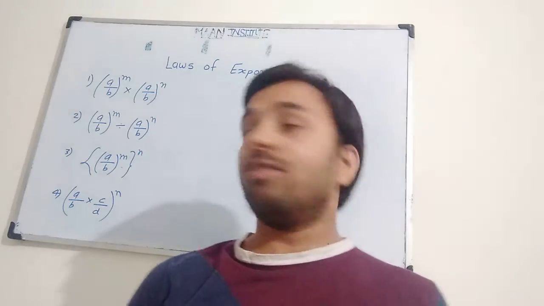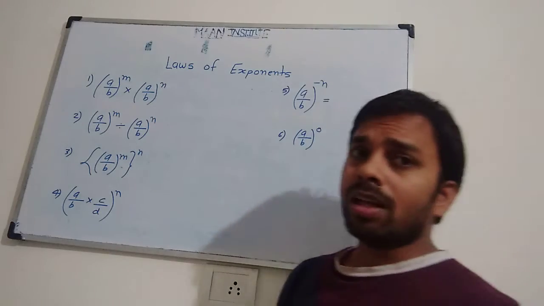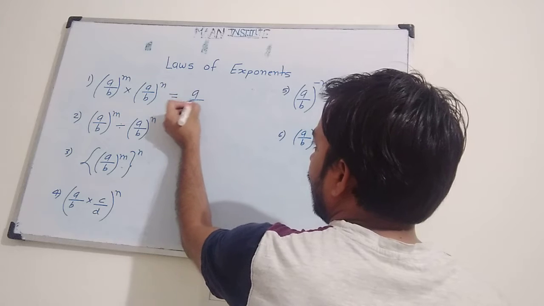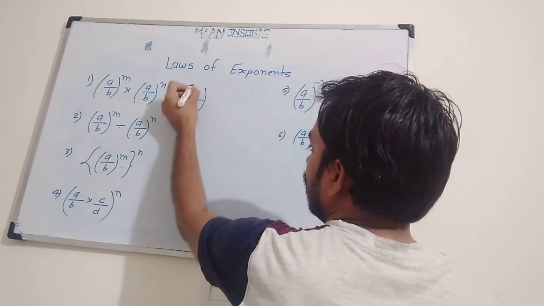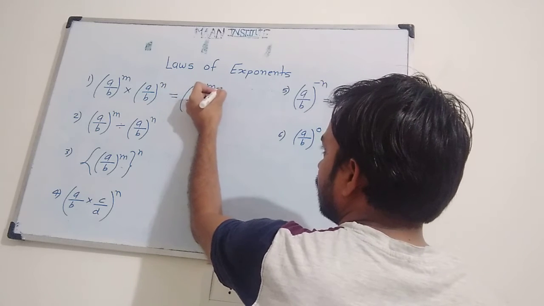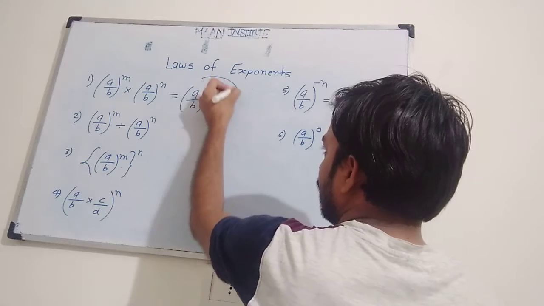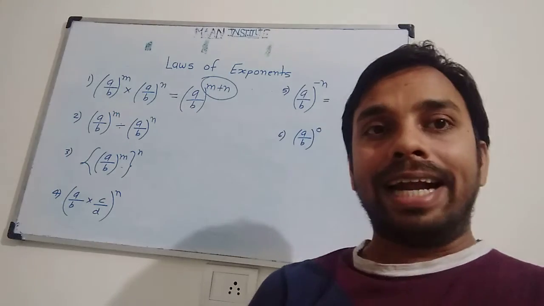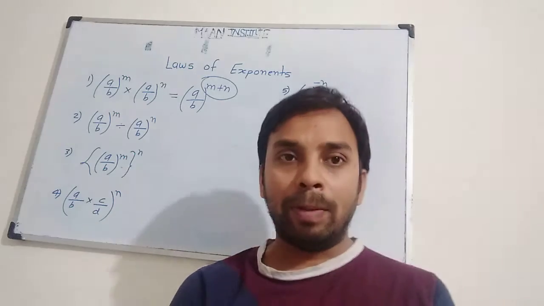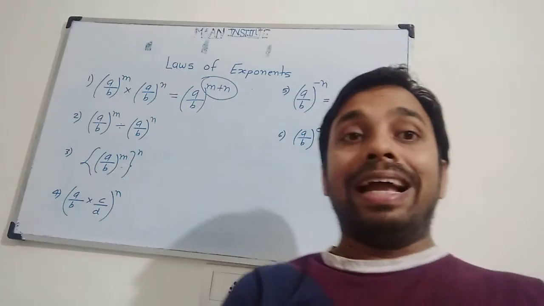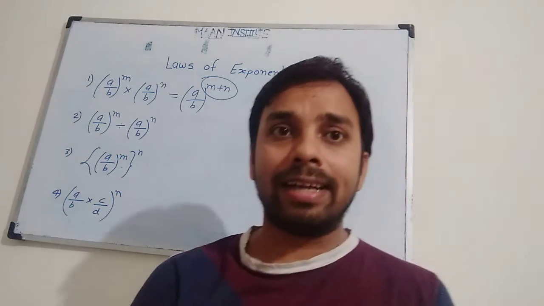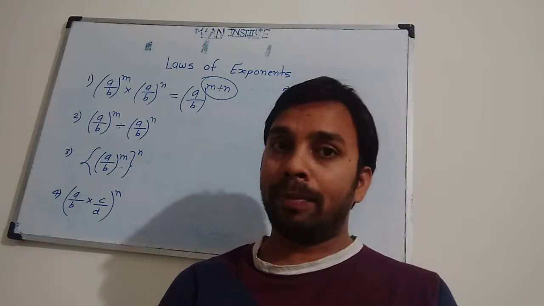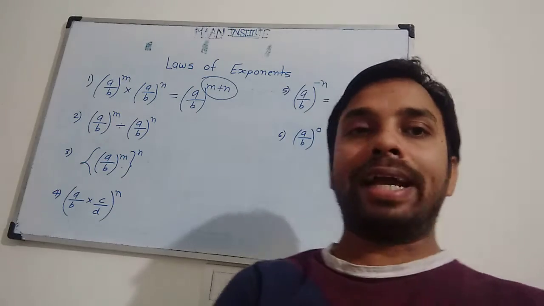So what it would be, look here. It becomes (a/b) to the power m plus n. You can see here the powers are just added together. We have added the powers, right? So remember, whenever the bases are the same and the multiplication sign is between them, you have to just add the powers. Remember.